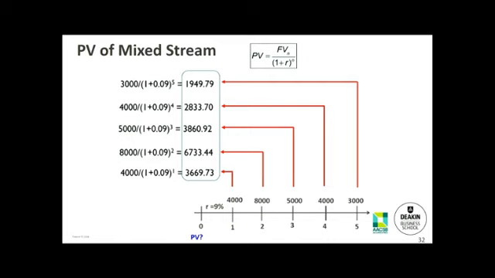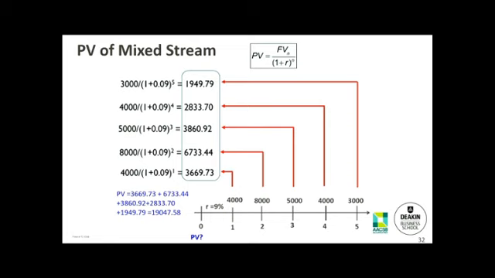We then sum them together. We then have the present value of this cash flow stream. Do you agree? Is it hard? It's not hard, isn't it? Up to this stage, any questions?